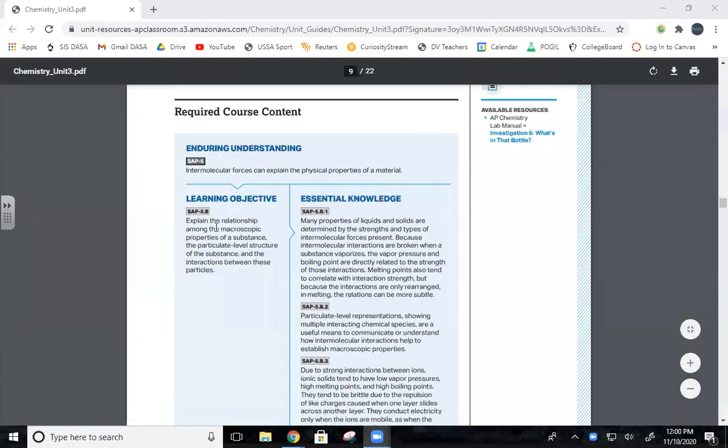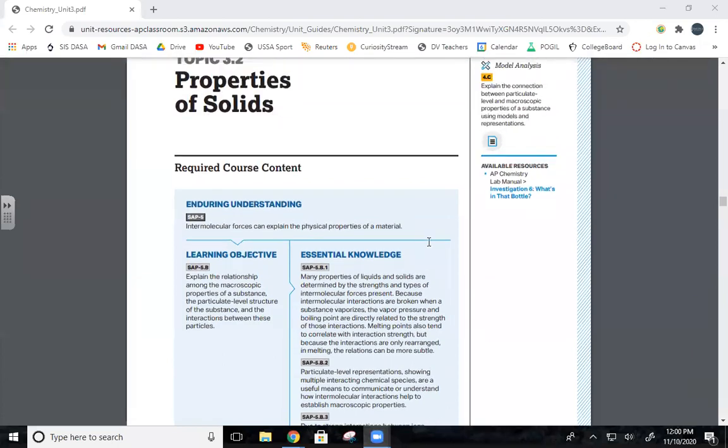Okay. So when we're talking about the properties of solids, here is the essential knowledge. Again, this is stuff that we've been talking about, but I guess they just want you to have a specific section on it. Many properties of liquids and solids are determined by the strengths and types of intermolecular forces present. Because intermolecular interactions are broken, let's zoom in here.